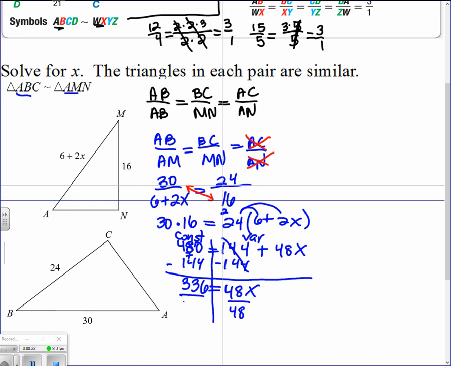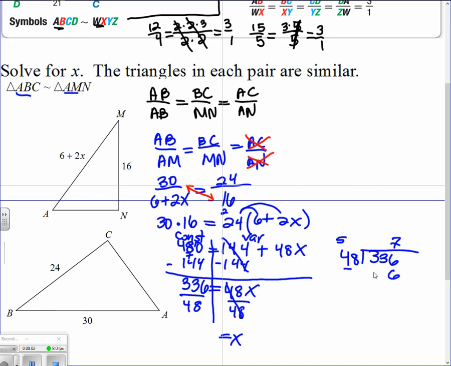Divide by 48. This will cancel. So the answer will be x is equal to, what is 336 divided by 48? Now 48, look at this number. How many times is 4 going? Can 4 go into 3? No, too small. Can 4 go into 33? That'll be 7 times. 7 times 8 will give you 56. 6 and carry over 5. 7 times 4 is 28.